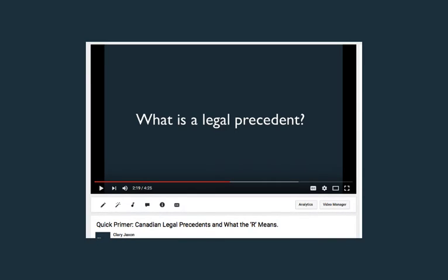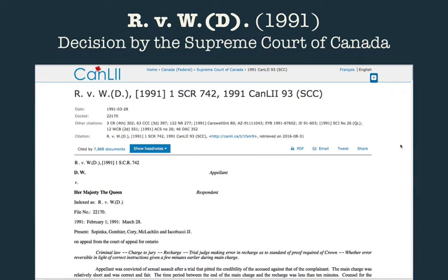R versus WD, also known as the WD test. This was a case at the Supreme Court of Canada that challenged the way a trial judge explained the standard of proof to the jury in a sexual assault case, where there was no material evidence and, of course, it only hinged on credibility. It turns out that there are several of these cases at the Supreme Court level, as well as the lower appeal court level from province to province.